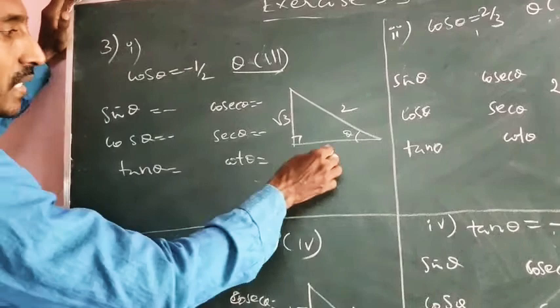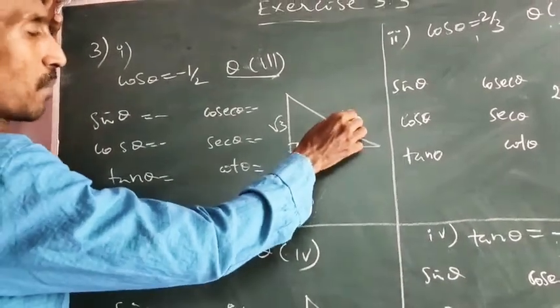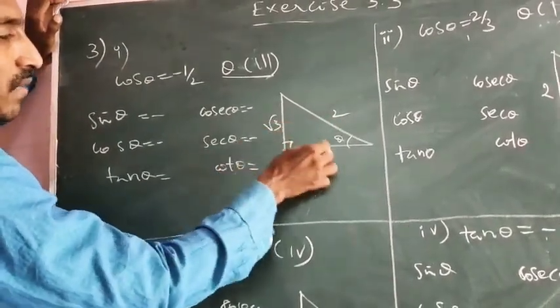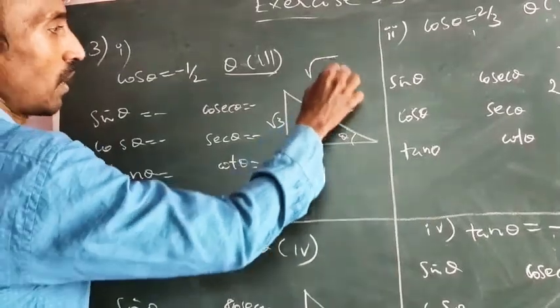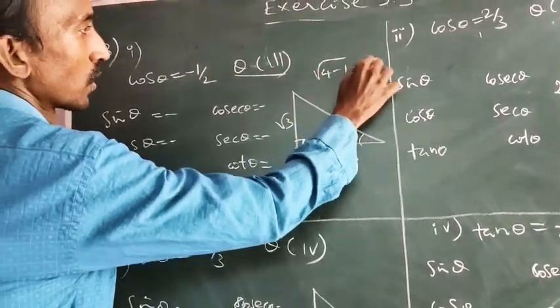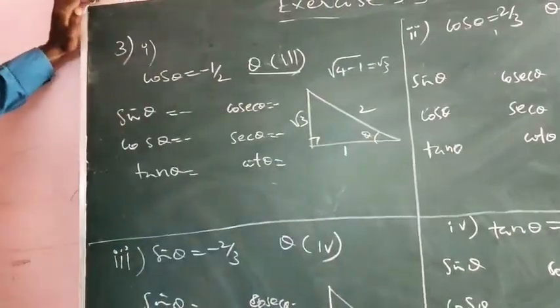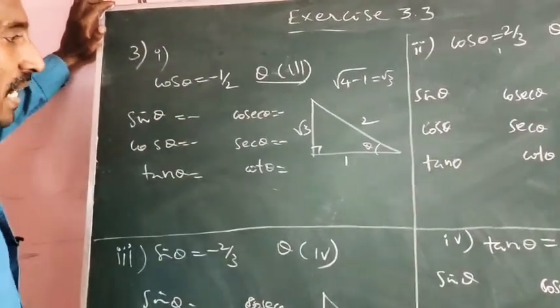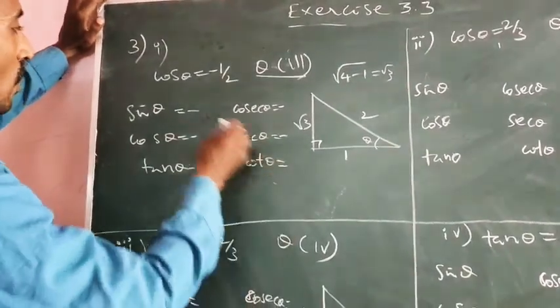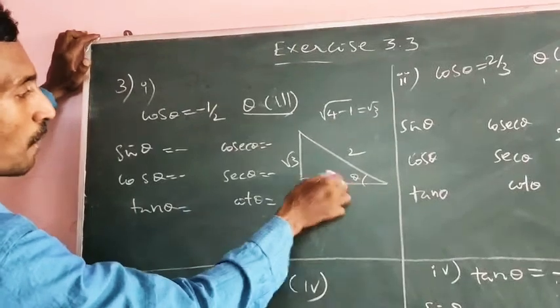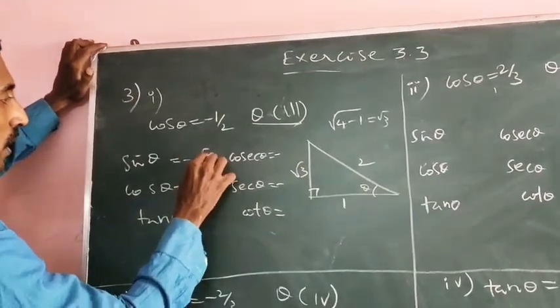So take a right angle triangle, adjacent side 1 and hypotenuse 2. The remaining side we have to find out. So root of 4 minus 1, that is root 3, the opposite side. So now we can write it directly. Sine means opposite side by hypotenuse, so root 3 by 2.